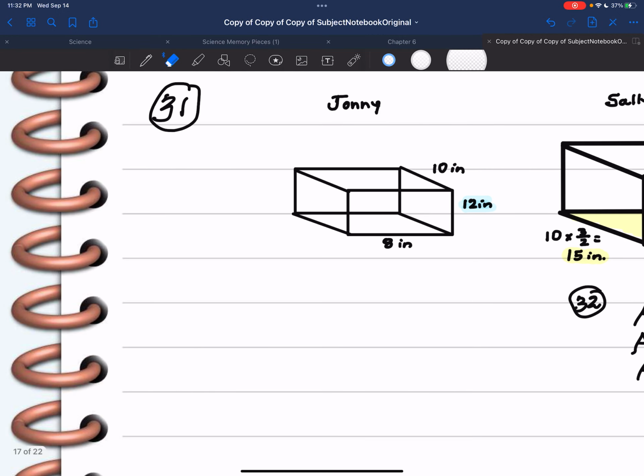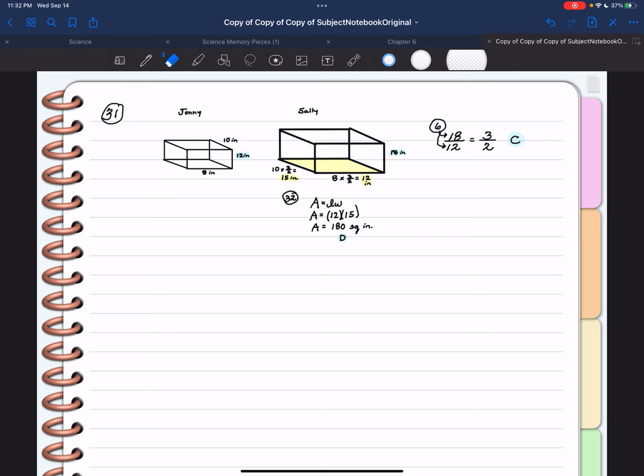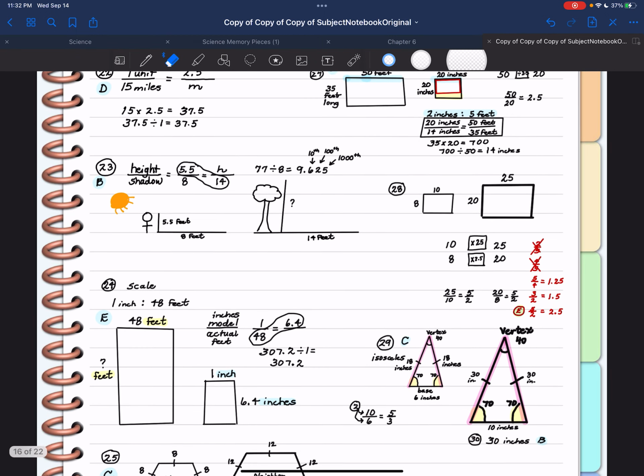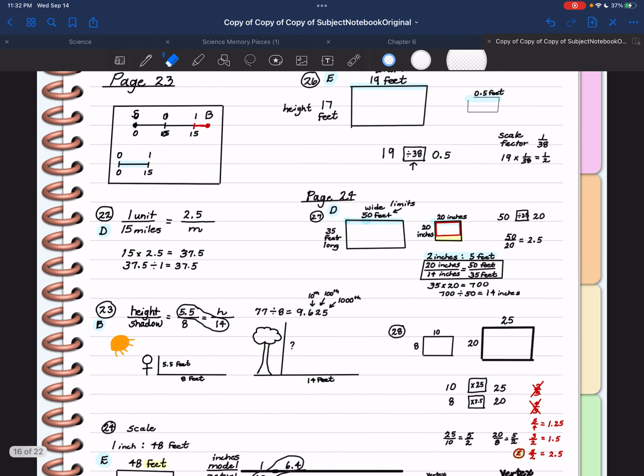All right, let me check this one. Actually, I didn't check the last ones, did I? So let me go back to that page. We'll get them all in one. My video cut out. Okay, so page 24. Number 27.